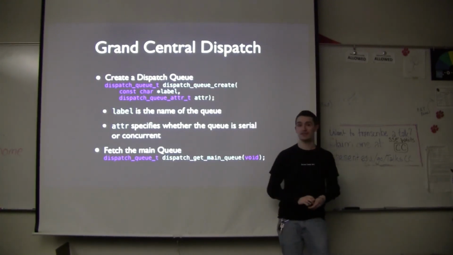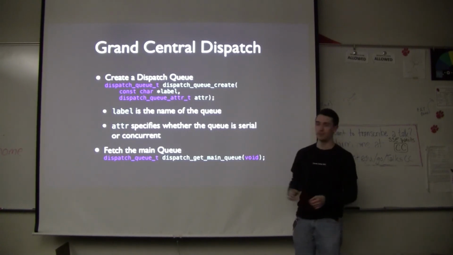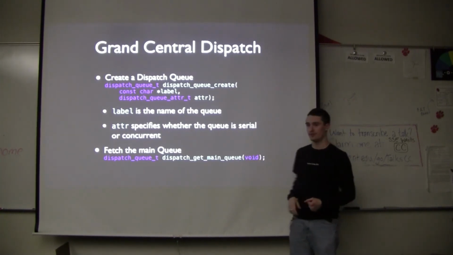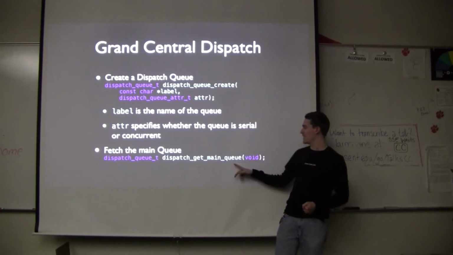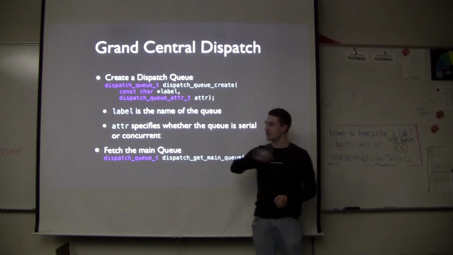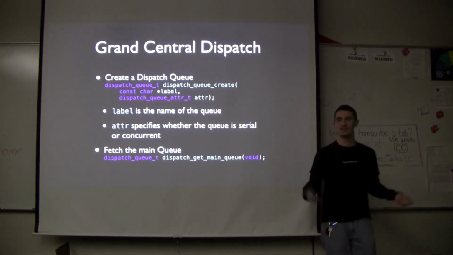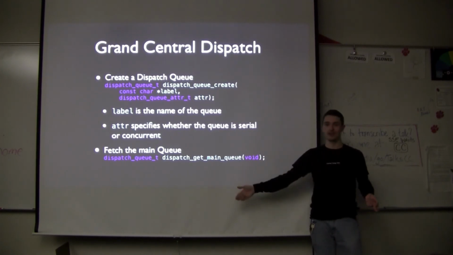You have the ability to fetch the main queue as well as other queues, but I only really mention the main queue in this presentation to make it brief. With the dispatch_get_main_queue function, which takes no parameters because it knows what you want, and returns a dispatch queue. And that's akin to the NSOperationQueue mainQueue.